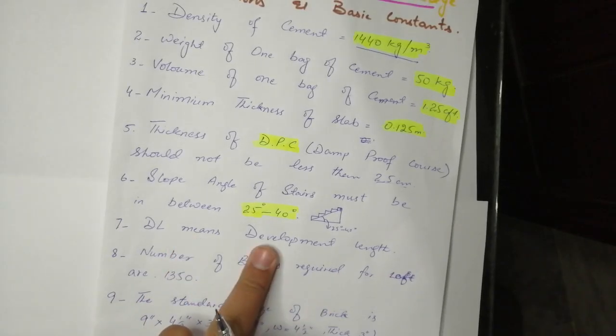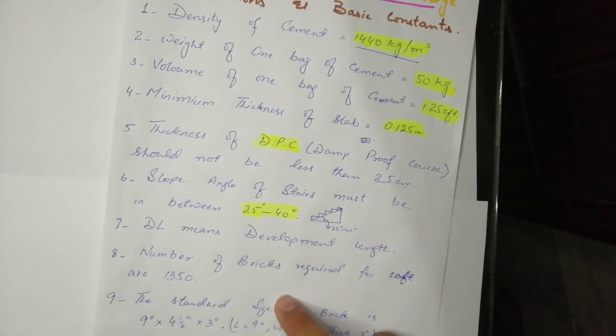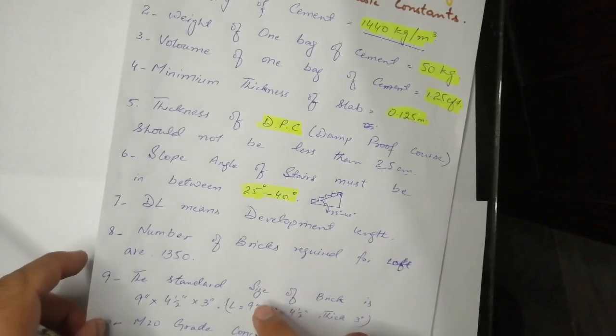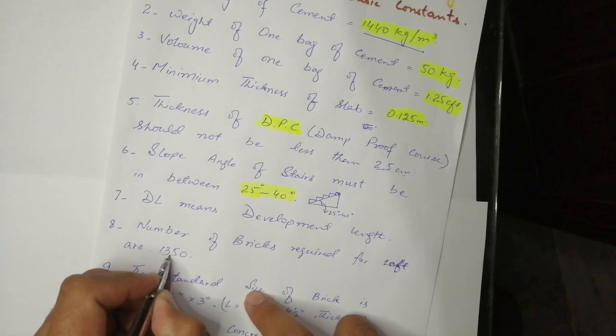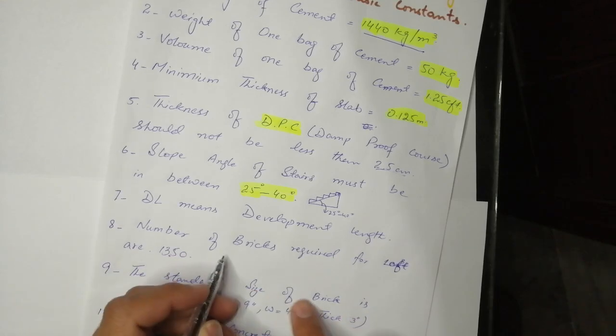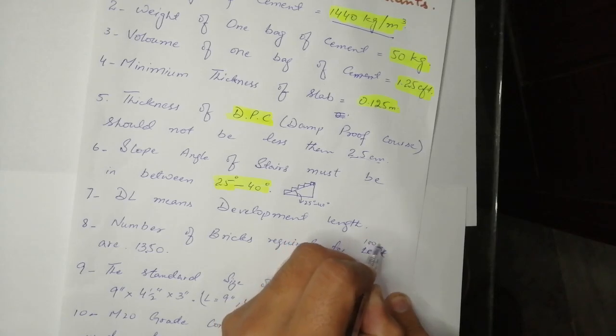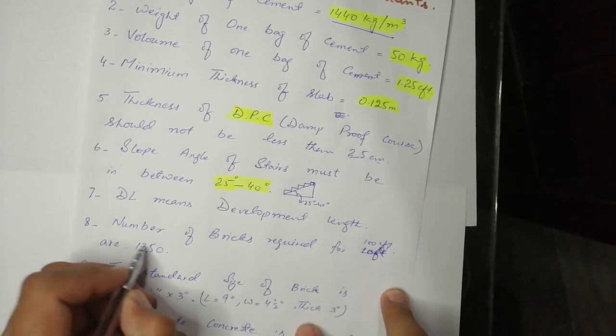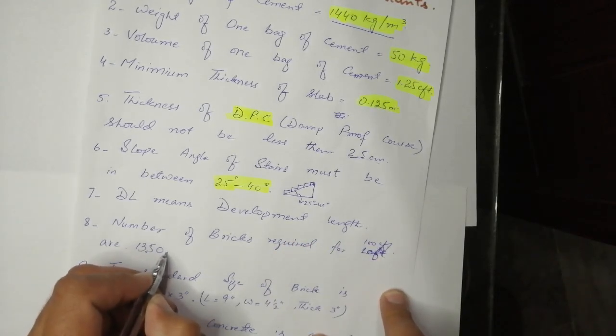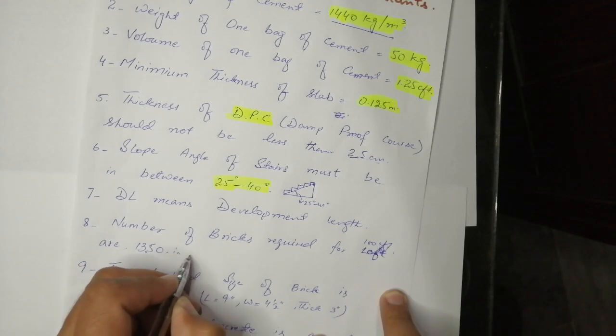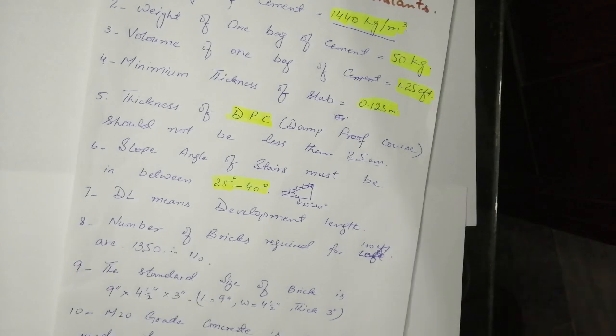DL means development length. Number of bricks required for 1 CFT is 13.5, and in 100 CFT is 1350 in numbers.